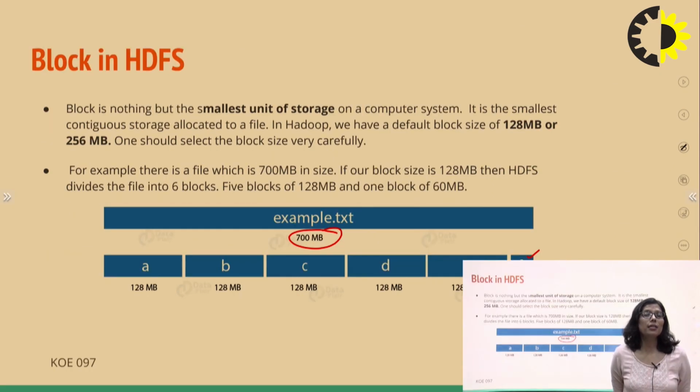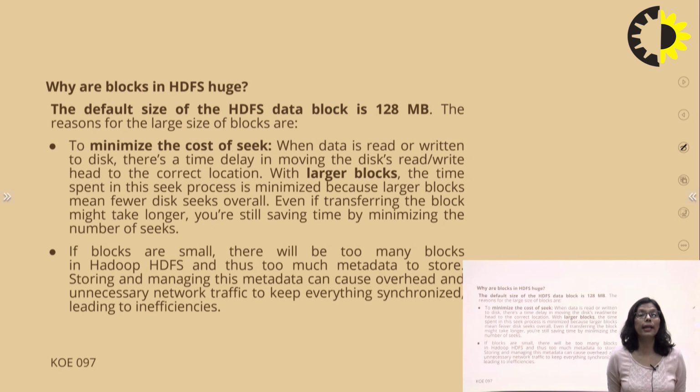Now why are we keeping such a huge size for our HDFS block, that is 128 MB? The first reason is to minimize the cost of seek. When data is written to a disk, there is a time delay in moving the disk read and write head. So when we have larger blocks, we will have a lesser frequency of seeks, so it will make our process faster. Also, if the blocks are small, there will be many blocks, and storing the metadata of these blocks would make our NameNode FS image very huge. That is not what we want. So the purpose of keeping the block size as 128 MB is twofold. First is to minimize the cost of seek, and second is to reduce the HDFS NameNode metadata size.